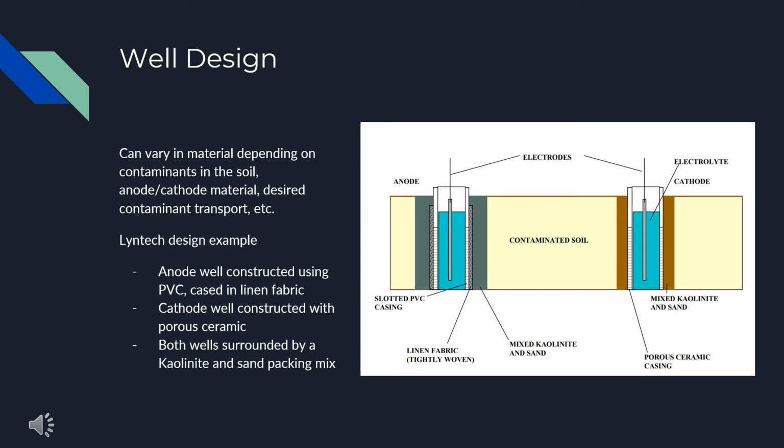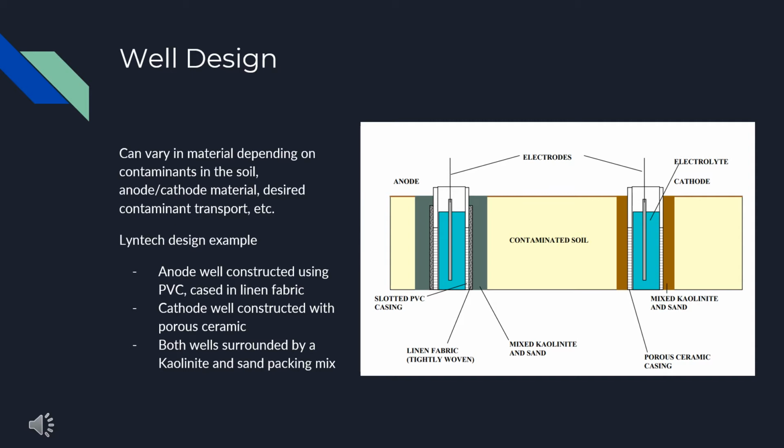The electrodes are then placed in some sort of casing or well. Again, these can vary greatly in design. Slotted PVC and porous ceramic are 2 materials that have been used in the past, such as in this example on the right by Lintec Design. Similarly to the electrodes, it is preferable to use materials that will not corrode or otherwise negatively react with the contaminated water, making PVC and ceramic good choices.